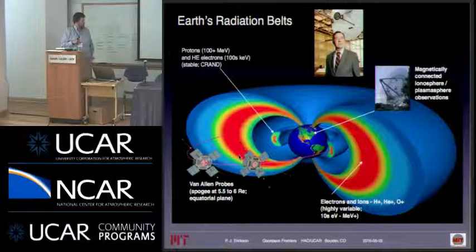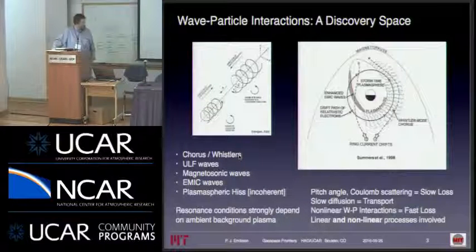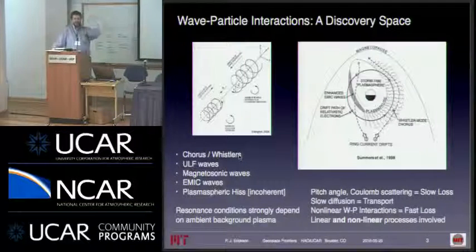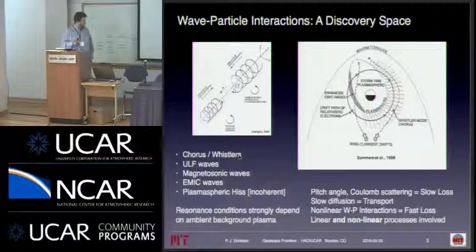All of this is magnetically connected to places in the ionosphere and plasmasphere that I spend my career looking at. Specifically, I think there's a lot of discovery space in the fact that this stuff is filled with coherent waves, as well as a lot of density structure, because anywhere a hot tenuous plasma overlaps a cold dense plasma, there's tremendous amounts of energy exchange. If you look at the wave data from those spacecraft, there's chorus or whistlers, ULF waves, magnetosonic waves, electromagnetic ion cyclotron waves, and incoherent plasmaspheric hiss.